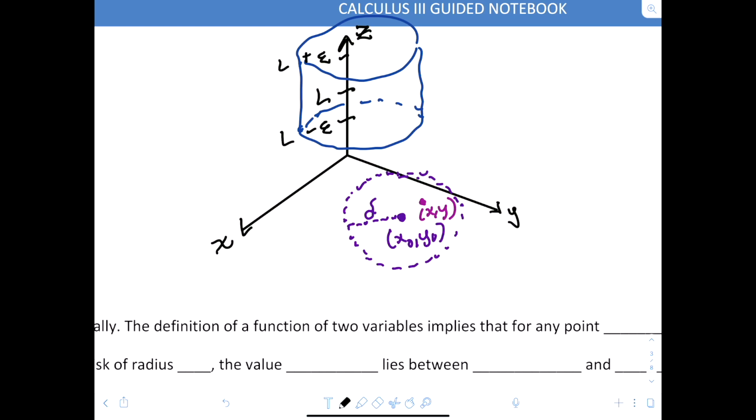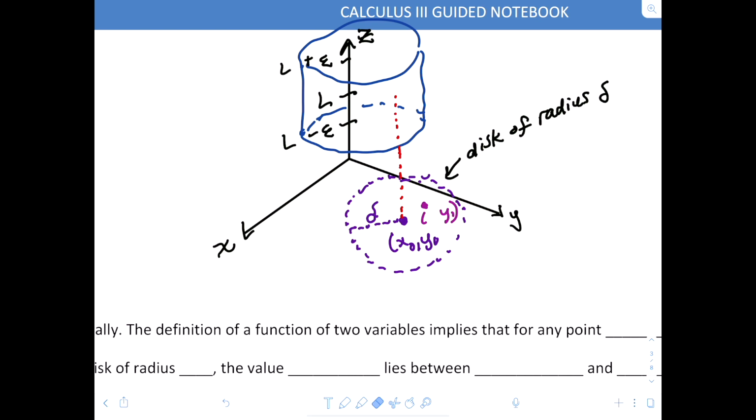Now, what you'll have here, remember, is our disk of radius delta. And so what's happening is that if you map these up to the output, it'll come up somewhere. And actually, let's call this point right here x1, y1 instead. So we'll say x1 and y1. All right, so here we go.